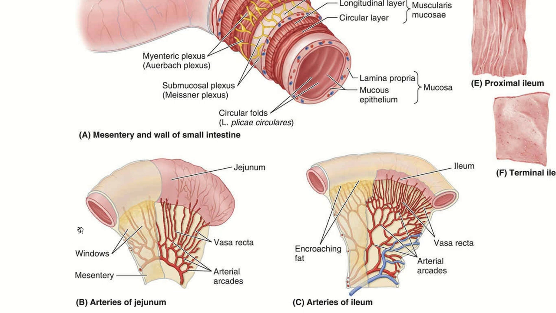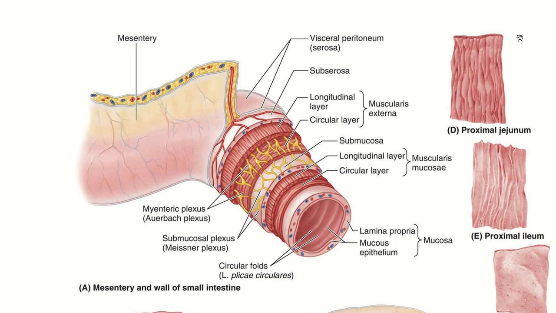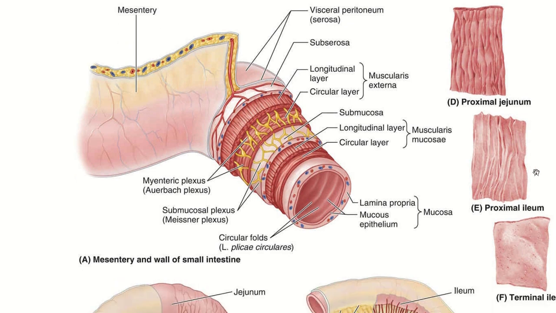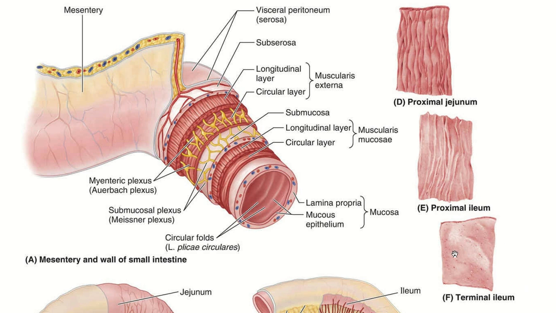In the luminal or mucosal folds, the jejunum has abundant plicae circulares, right? They are tall and closely packed. You can see here the proximal part of the duodenum, and these are the plicae circulares. They are numerous and closely packed. In the proximal portion of the ileum, the plicae circulares are sparse and short. In the terminal portion of the ileum, there are no plicae circulares. Good.